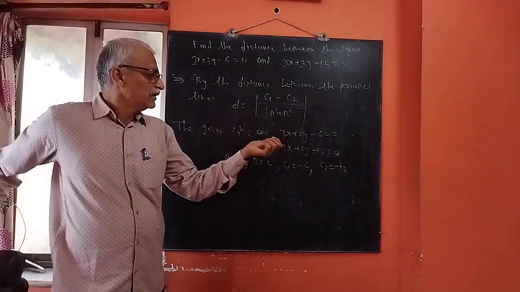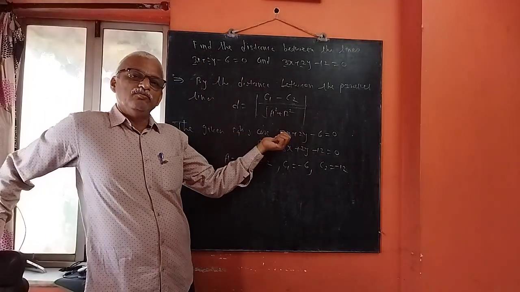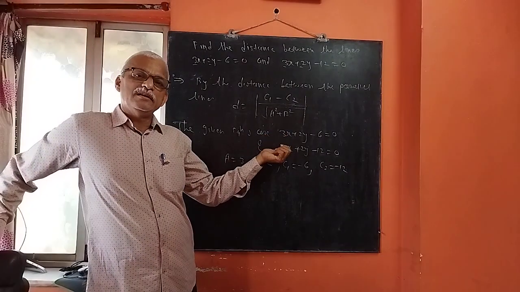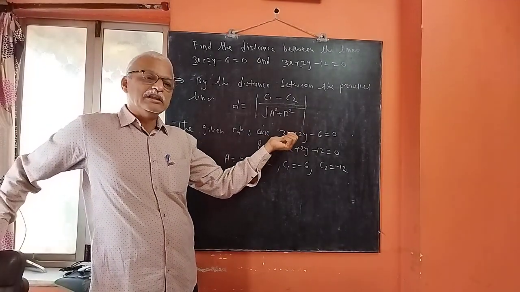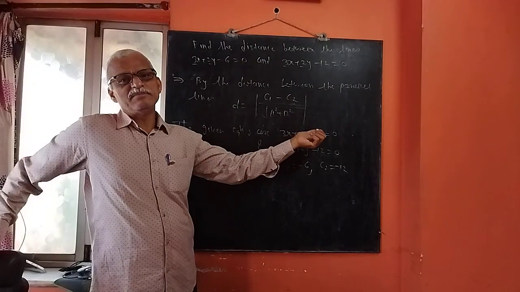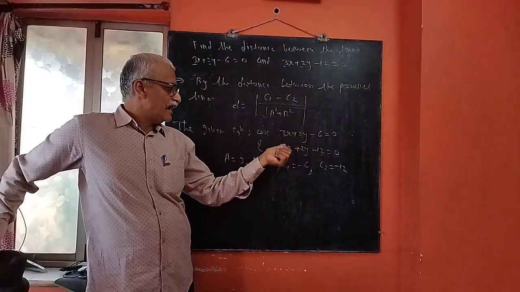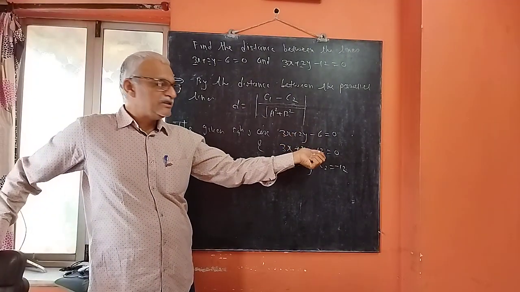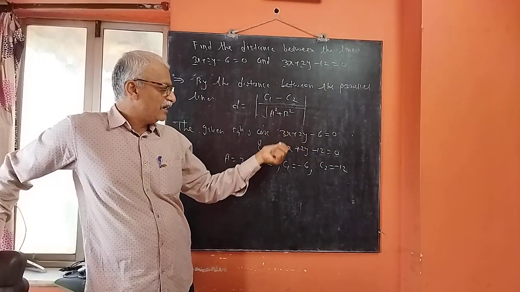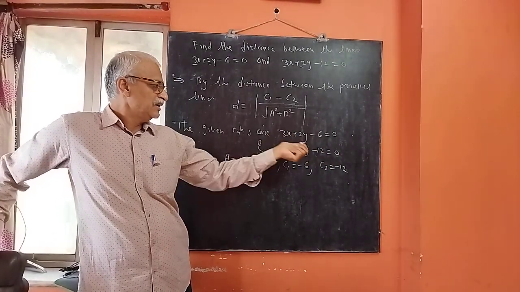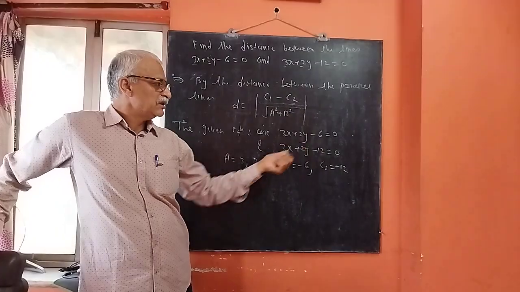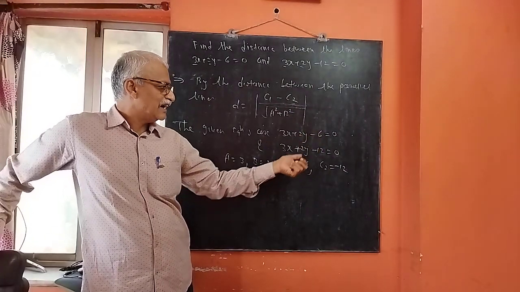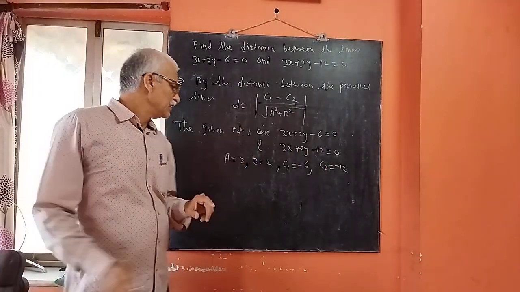I repeat again, if two lines are parallel, then their equations will be in the form of ax plus by plus c1 equals to 0 and ax plus by plus c2 equals to 0. So the value of a is same, that is 3, the value of b is again same, that is 2, the value of c1 is minus 6 and c2 is minus 12.